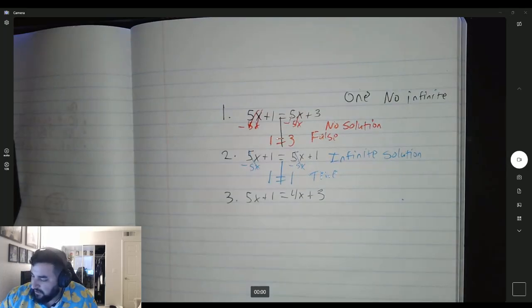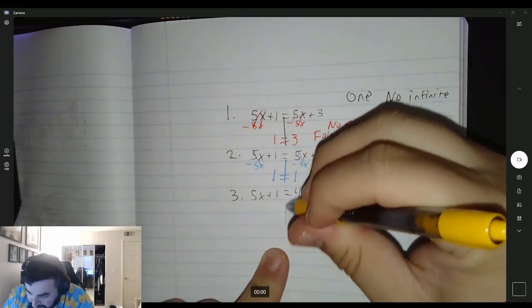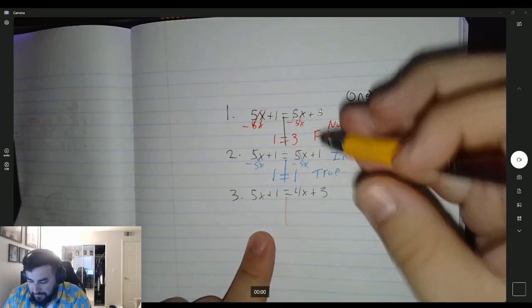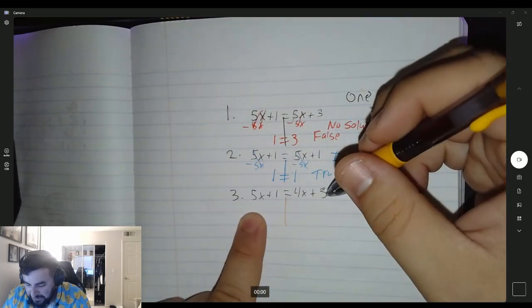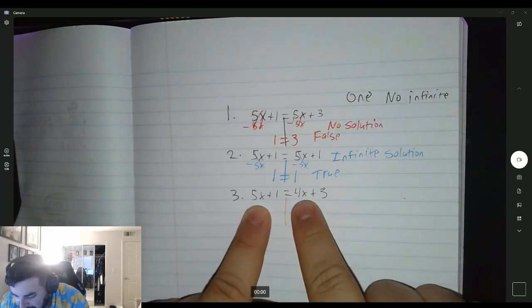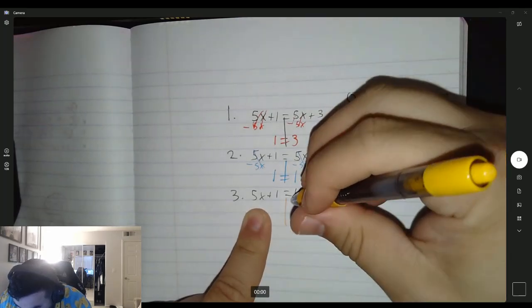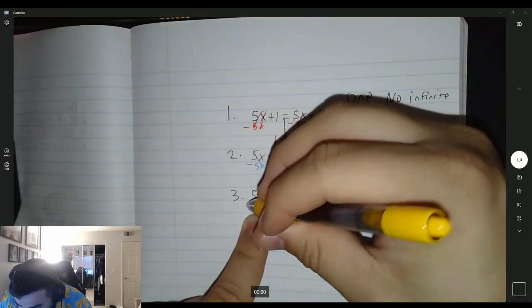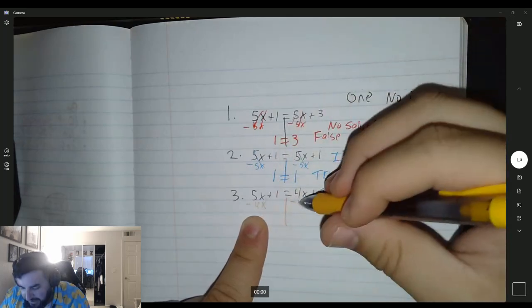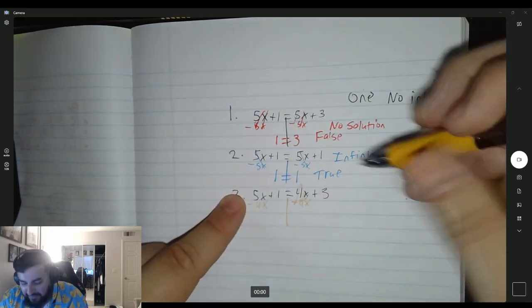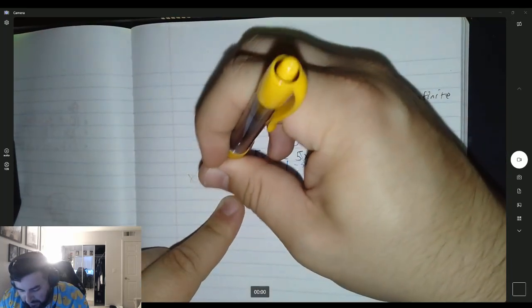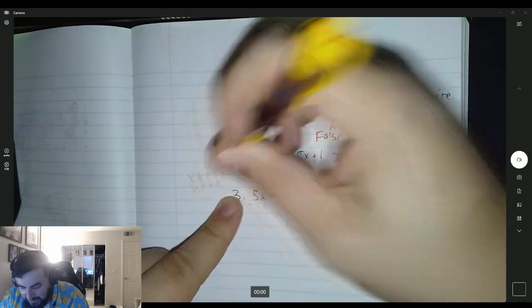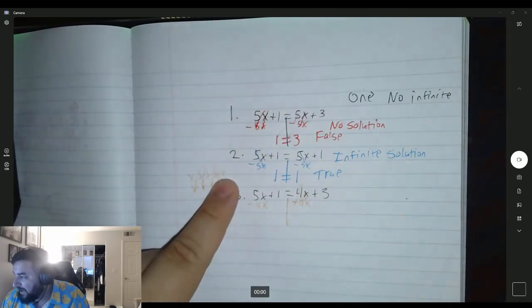Now let's see why the last one is one solution, because obviously we know that. So draw your line like this. Okay. Get the x's on the same side. I have a 5x and 4x. I'm going to subtract 4x from both sides. I don't want to deal with negatives. Okay, that cancels out. And when you have 5x's and we're subtracting 4 of them, we have 1x left over.